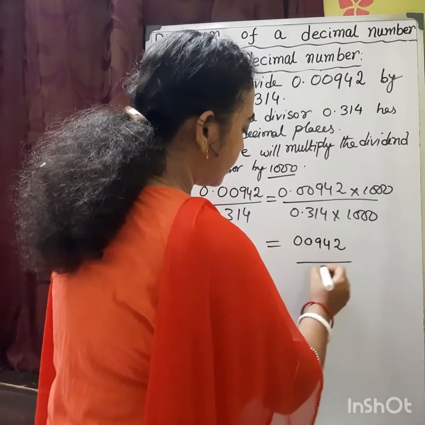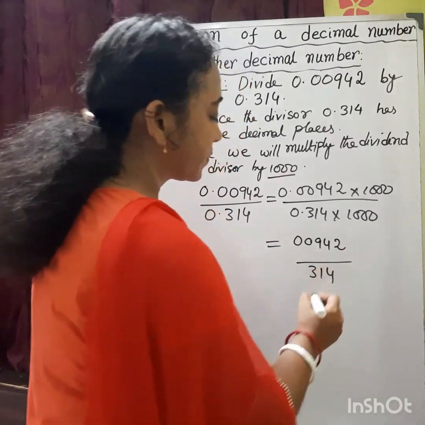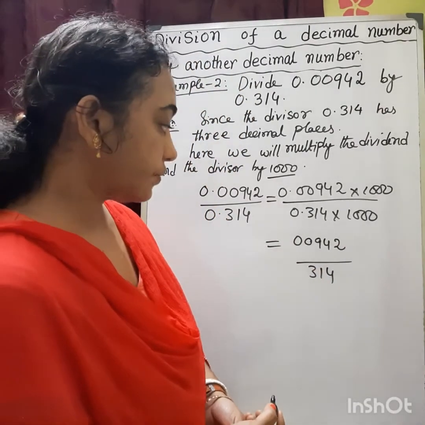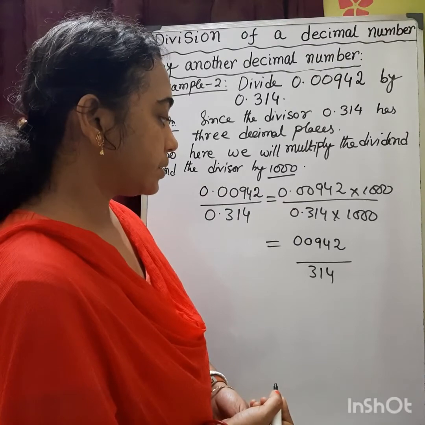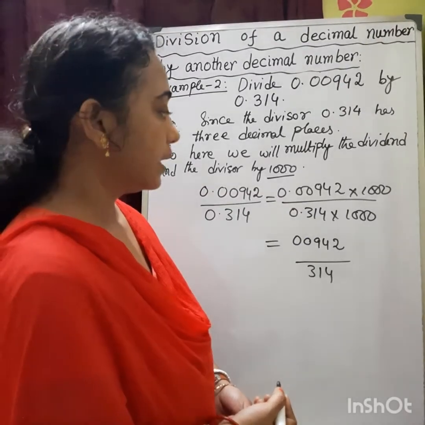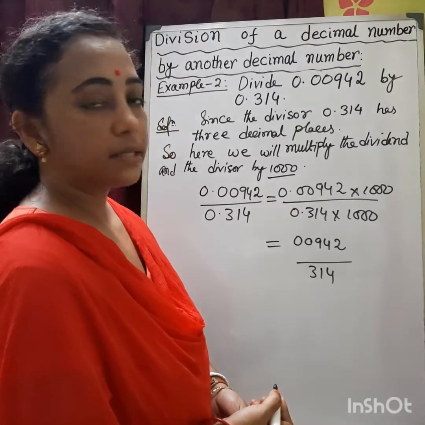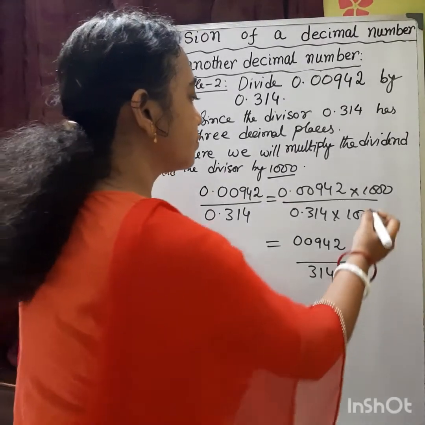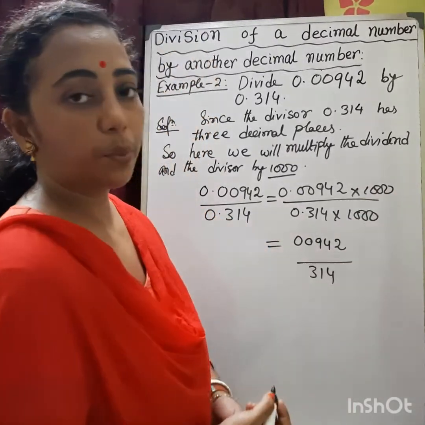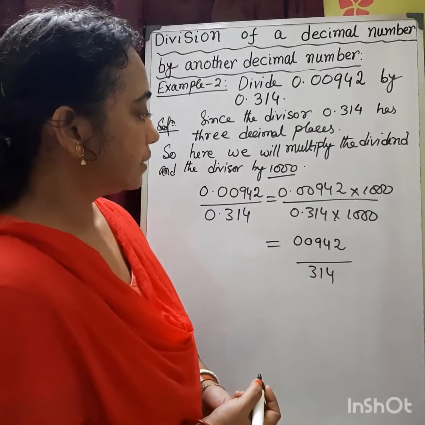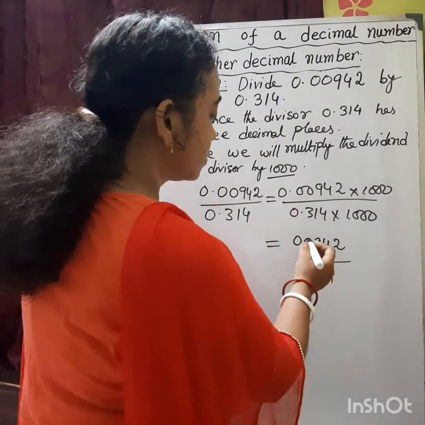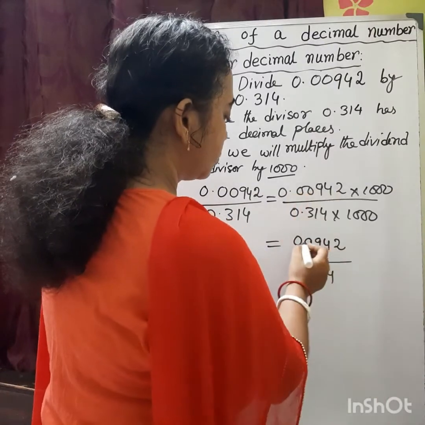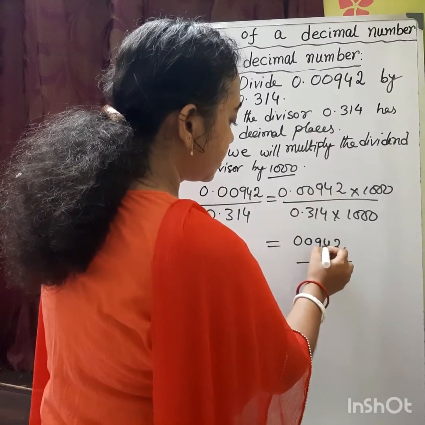First we will write the same digits, that is 314, and we shift the decimal point to the right side as many places as the number of zeros there are with 1. So there are 3 zeros, so we shift the decimal point to the right side 3 places. So that is 1, 2, 3. So we put the decimal point here.